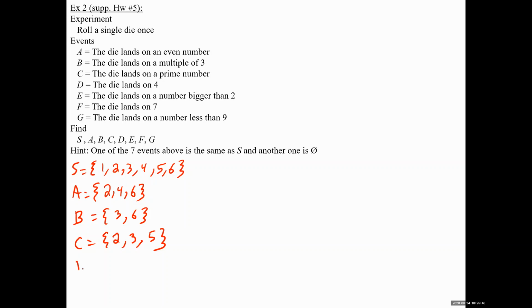Okay, let's go to D. D says die lands on 4. What goes in there? 4. 4, yeah. Just 4, curly brackets, no commas.